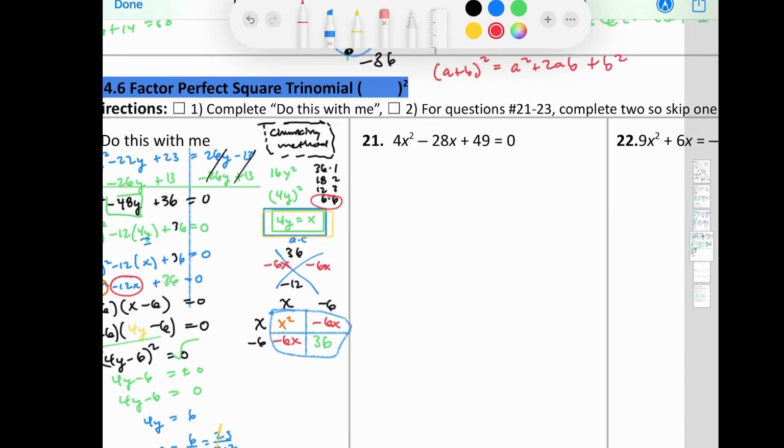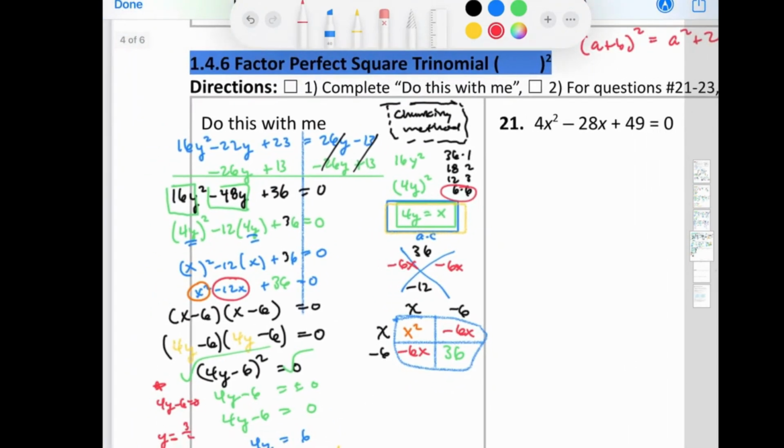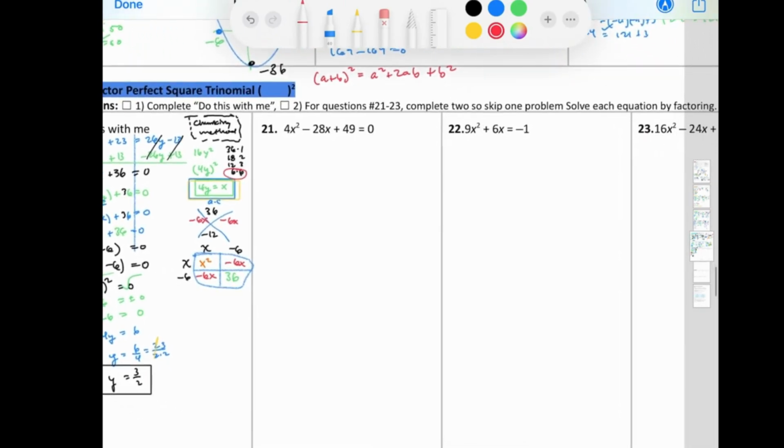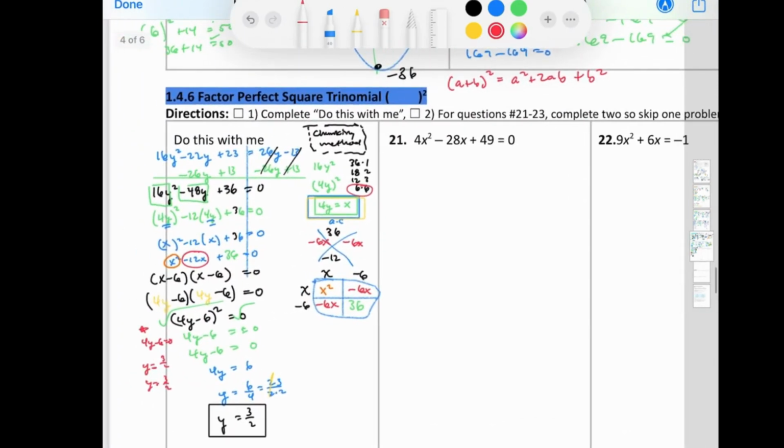So I think the chunking method helps. It's a strategy we actually use in higher level math to make problems a little bit simpler, or more bite-sized. All right, for questions 21 to 23, go ahead and complete those two. Complete 2 and skip 1, and then solve each equation by factoring.